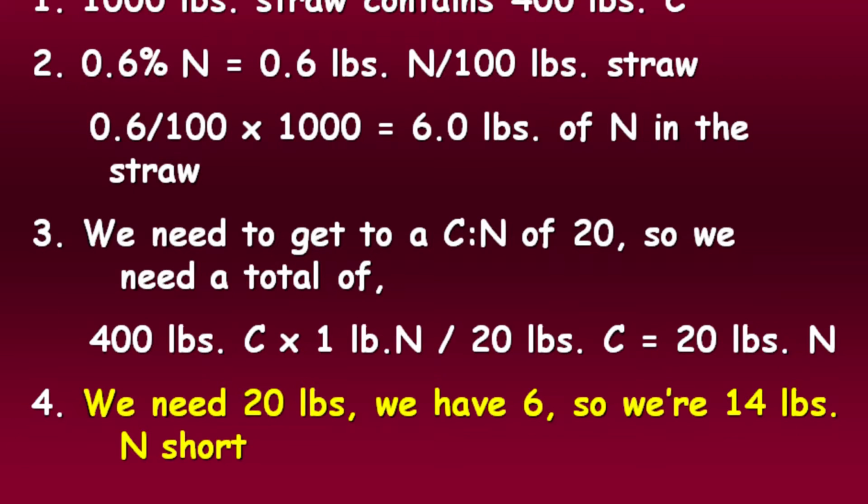Okay, so we need 20 pounds, but we have only 6. So in order to make this theoretically work out, we need to add 14 pounds of nitrogen to get it into that ballpark.